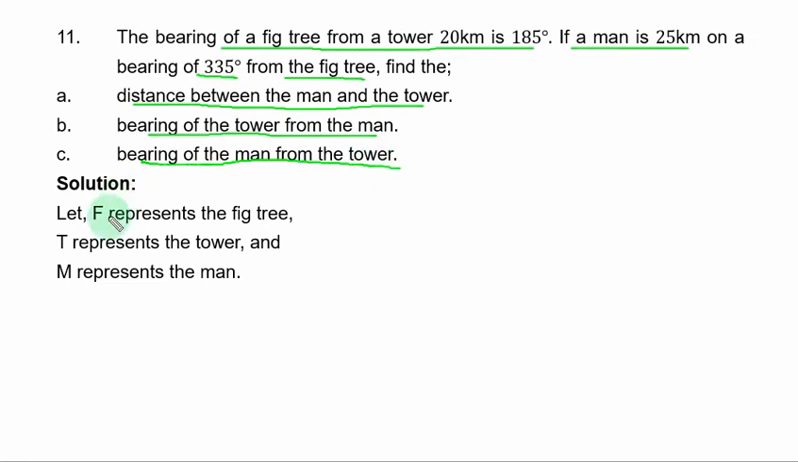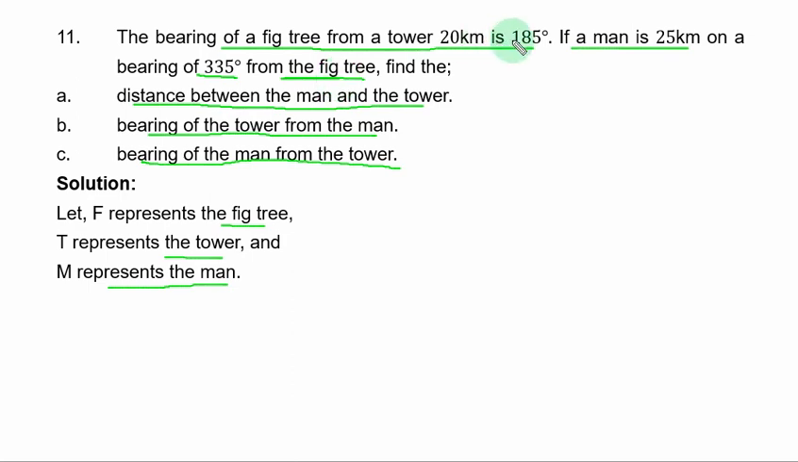Solution: let F represent the fig tree, T represent the tower, and M represent the man. From this question, we have two key positions: the bearing of the fig tree from the tower, so from the tower you move to the fig tree, and the bearing of the man from the fig tree. From the fig tree, you move to the man.